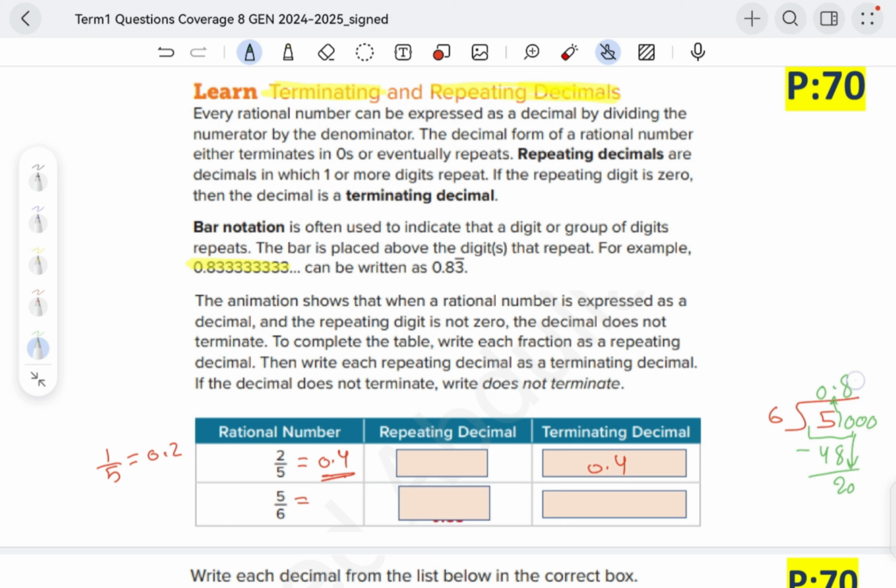20 divided by 6 is 3. 3 times 6 is 18. Subtract, 2. Bring down the next digit, 20. As you can see, here we are repeating the process. So 20 divided by 6 is also 3. 3 times 6 gives us 18. The difference will be 2. So as you can see here, the 3 will keep repeating. So this fraction can be written as a decimal as 0.83, and the 3 will keep repeating. We can use the bar notation to represent that. So this is a repeating decimal.